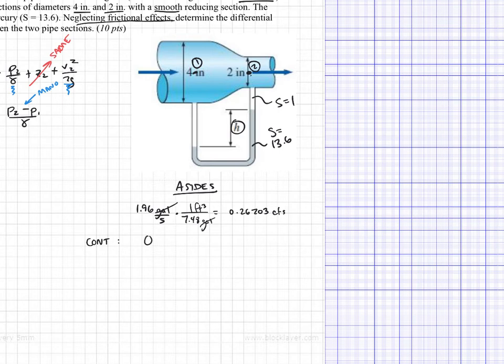Okay, and I'll say, well, Q equals V1 A1, and that's going to be for this point right here, because I have Q. Oh, sorry, this should be Q equals. So I have Q, and I have V1, and I can get A1, right? So Q, 0.26203 CFS, equals V1, which is what I'm looking for, times A1, which is pi times the diameter, 4/12 feet, divided by 4, squared, like that.